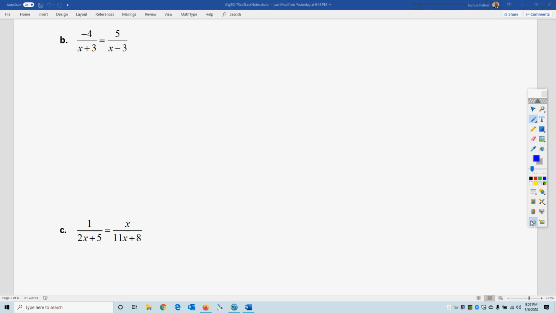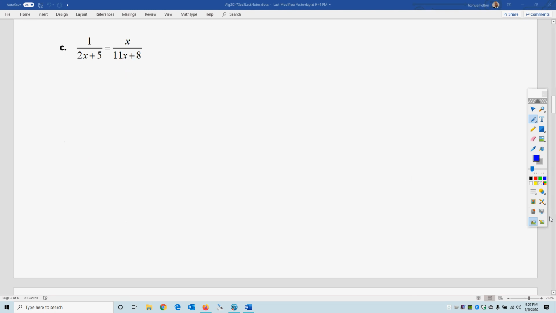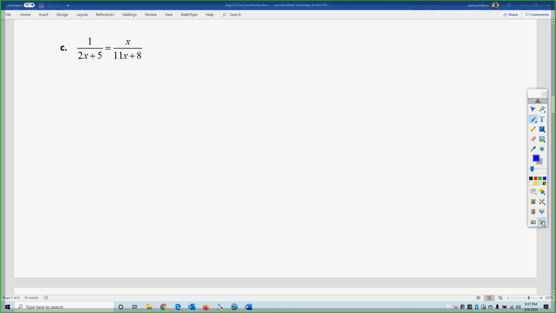Problem C. Again, these are polynomial denominators. They have nothing in common. So the lowest common denominator is 2x plus 5 and 11x plus 8. So we'll rewrite the problem.